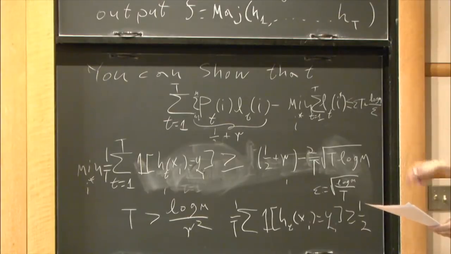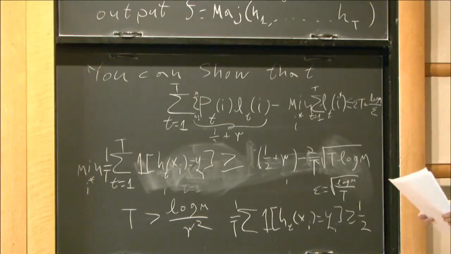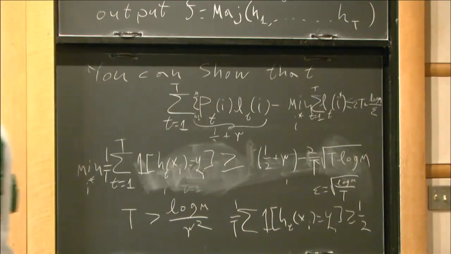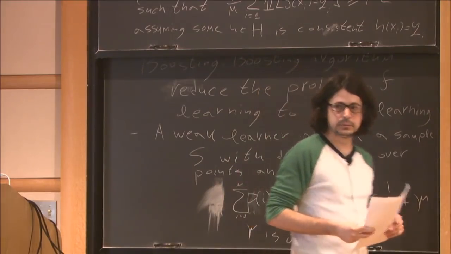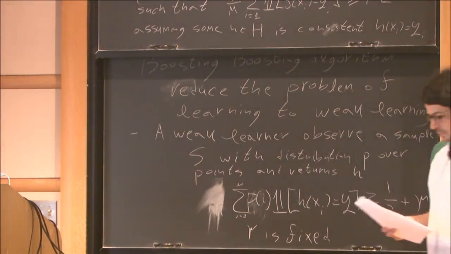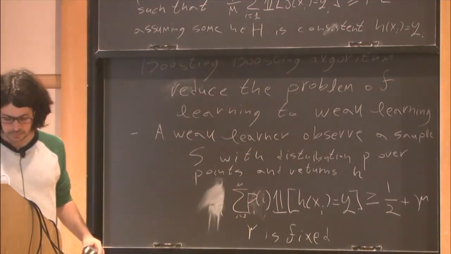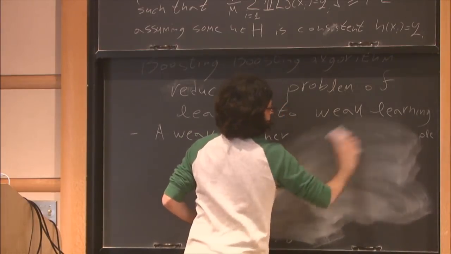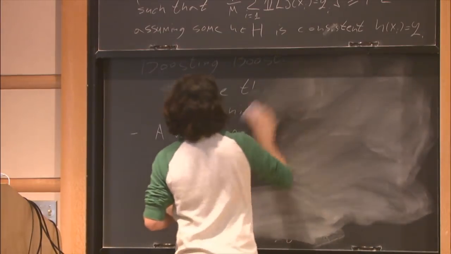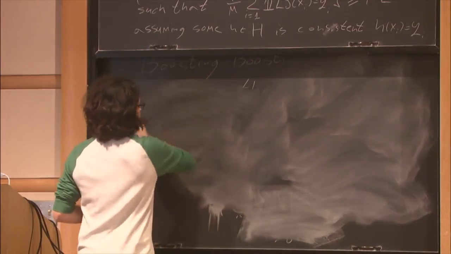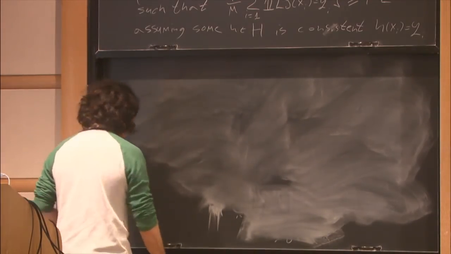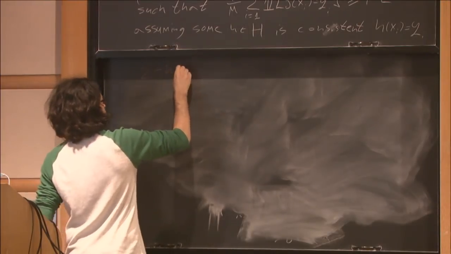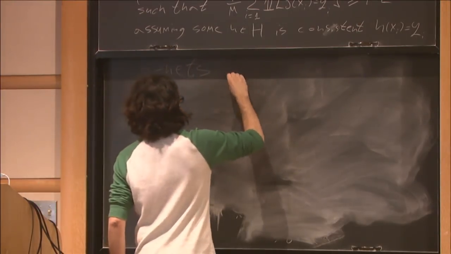So this is one part of the proof that we're going to need. Another property we're going to use is what is called epsilon nets for a hypothesis class. So I can erase this, right? Okay. So I'm just going to state the main result. Epsilon nets for VC classes.